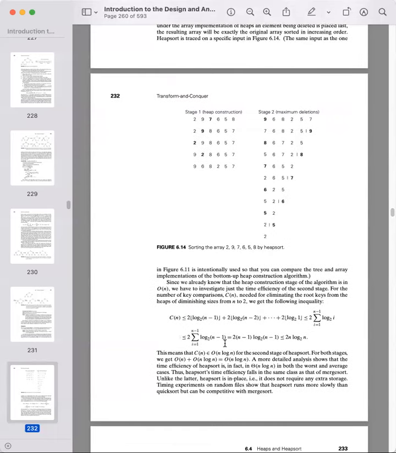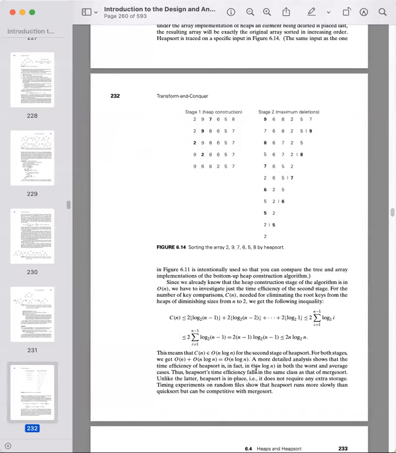So this means that we have an n for, no, sorry about that. We have an n for the first part, the heapify, and n log n for the second part. So we get an n log n. That's the time efficiency. It's n log n for the whole thing in both the worst and the average cases. So this is the same thing as the merge sort.